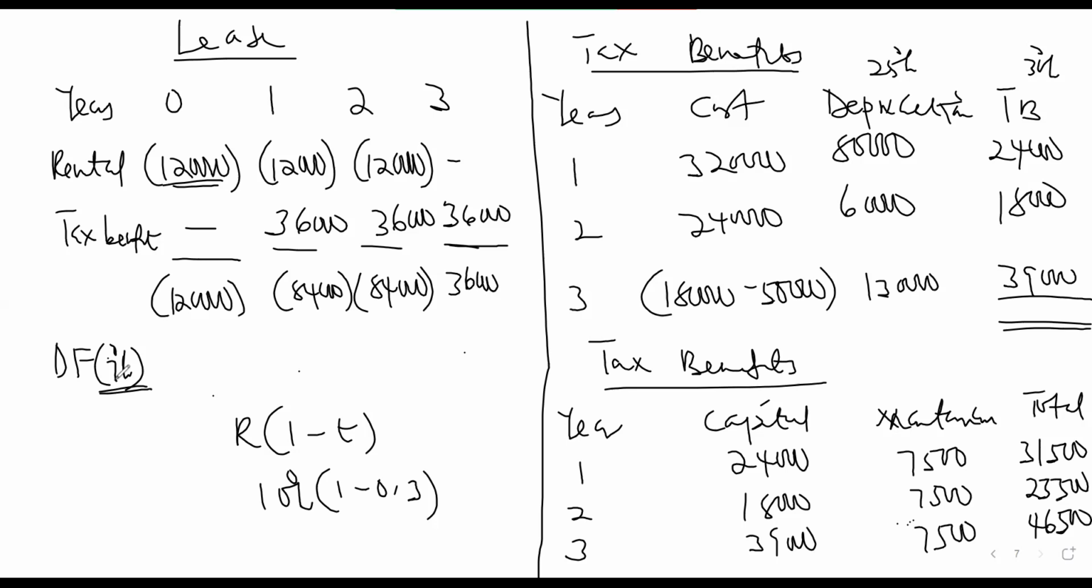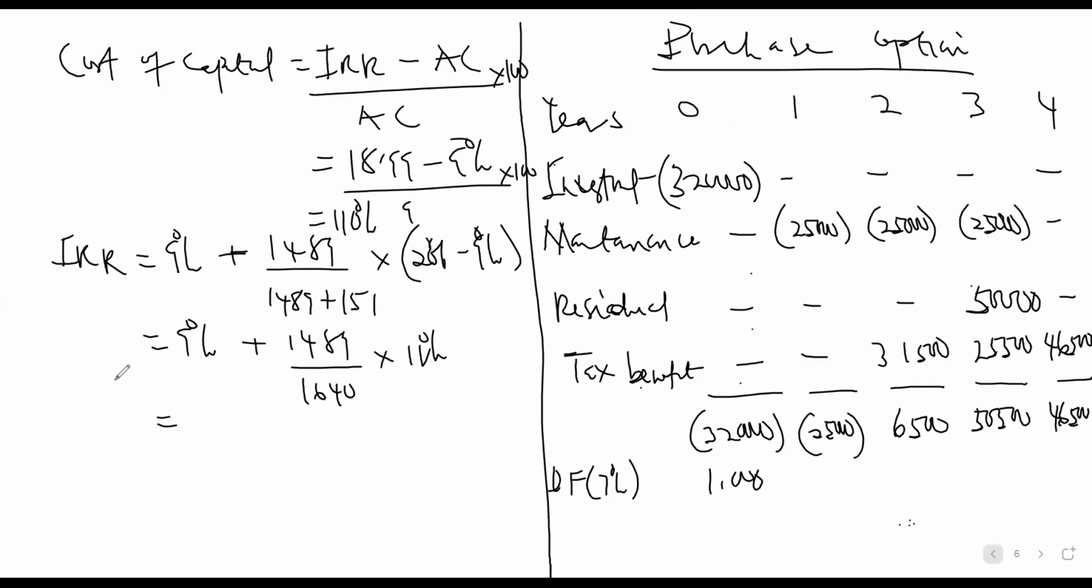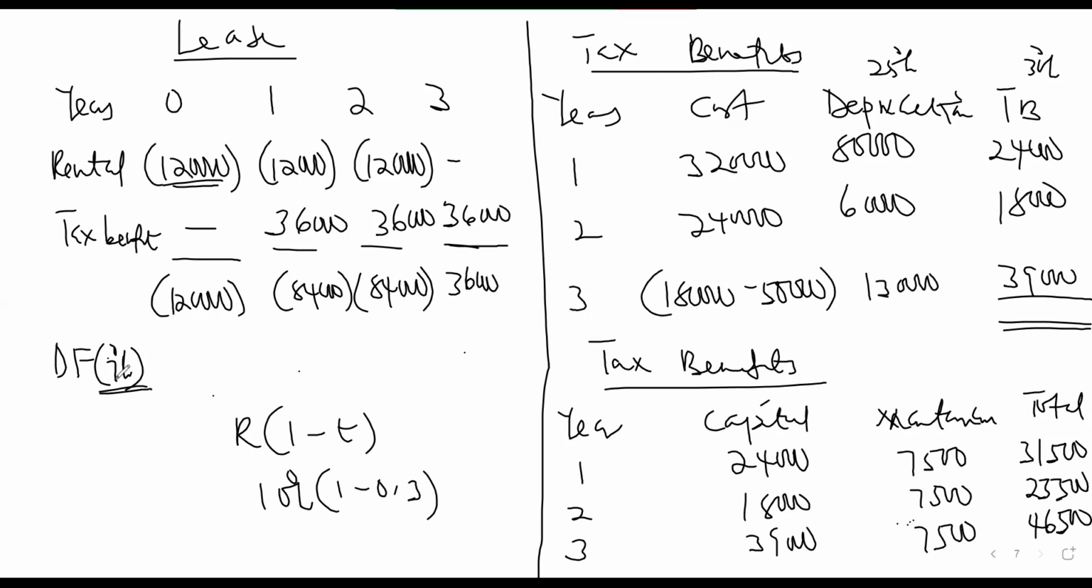So let's look at the discount factor. You discount it, then you add, and you'll be getting a cost. So you ask yourself, what is the cost under the purchase option? What is the cost under the lease option? Which of them is lower? Because this is a cost, which of them is lower? You pick that particular one. Okay.